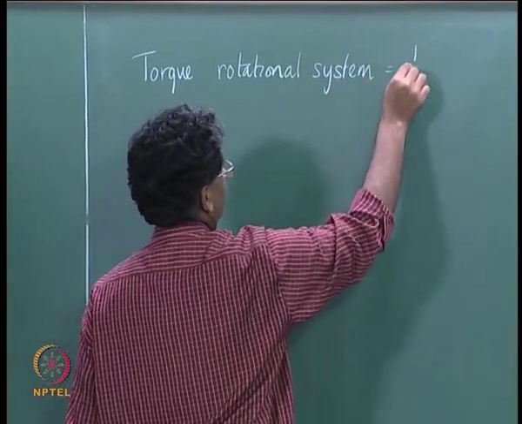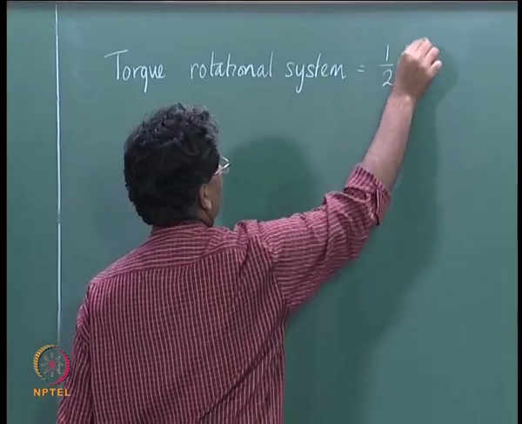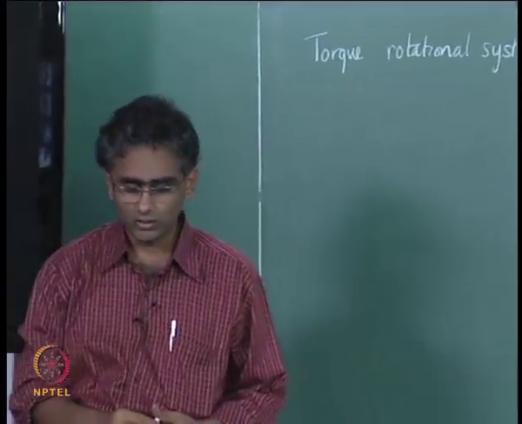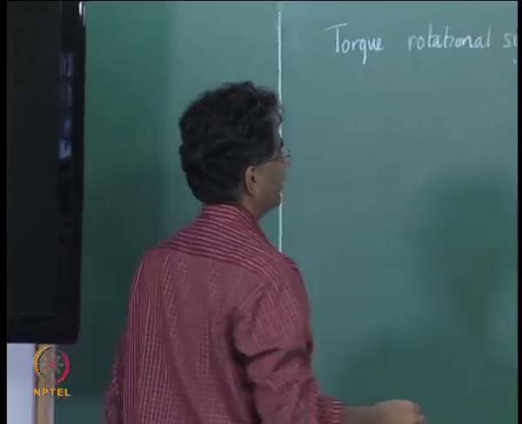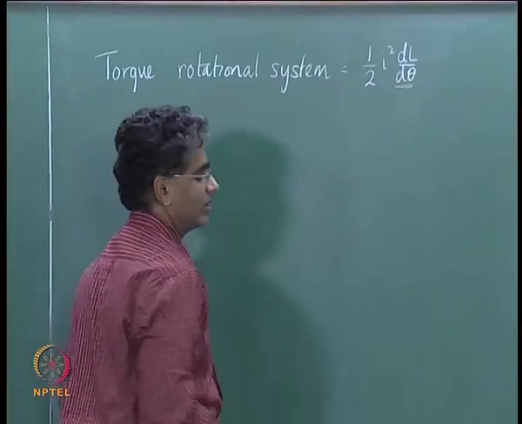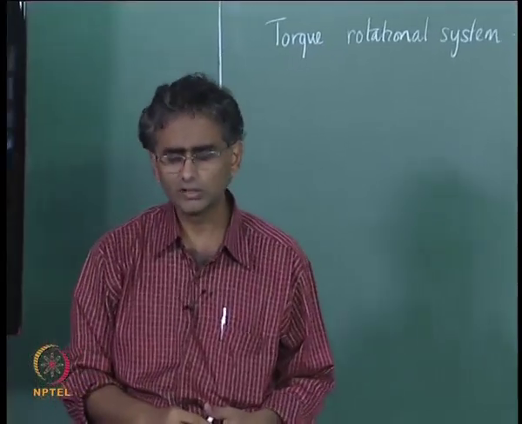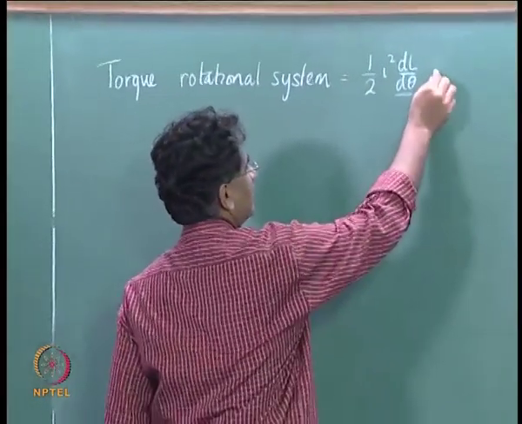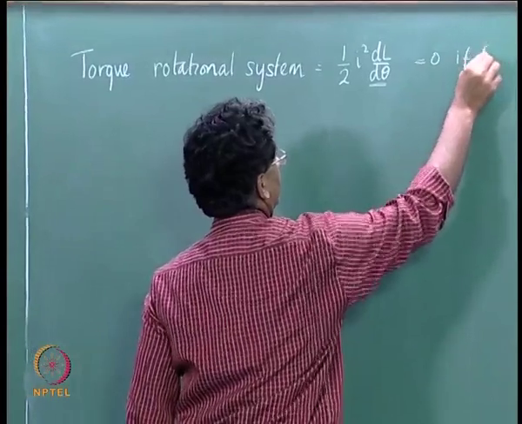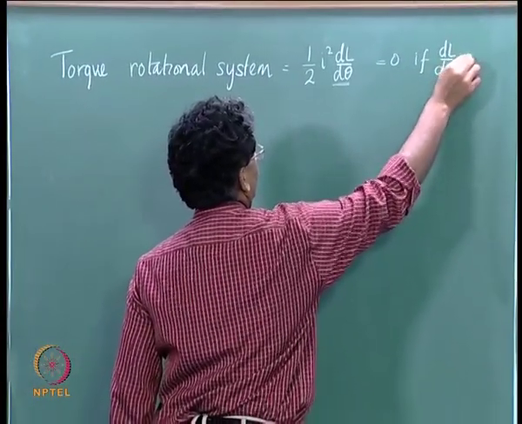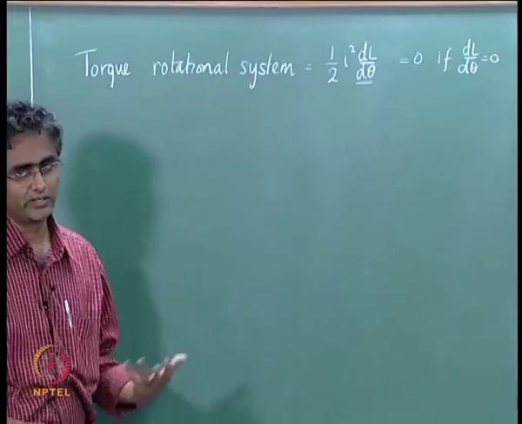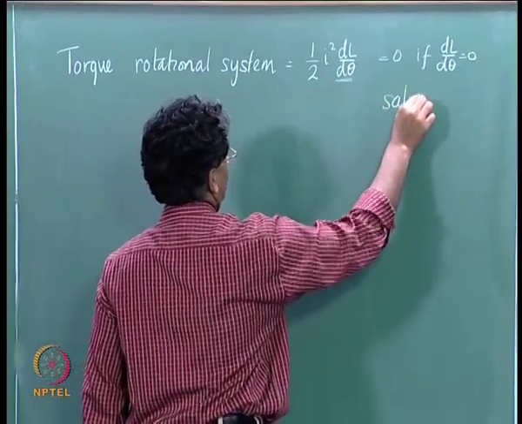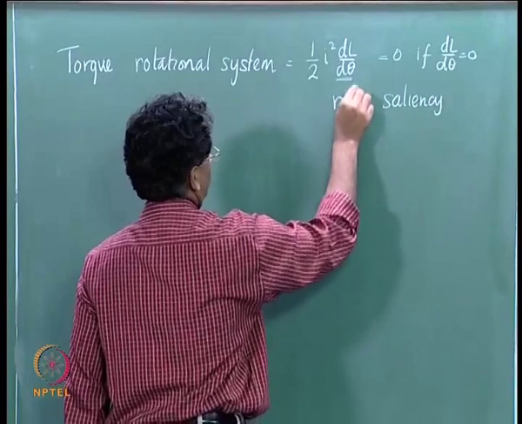This expression we saw to be half of I squared dL by d theta, and we understood that this would therefore exist only when inductance can change with the angle of the rotor. If inductance does not change with the angle of the rotor, then this expression becomes equal to 0, since dL by d theta is 0, and therefore in a singly excited system it is essential that the rotor has saliency. This we saw yesterday.